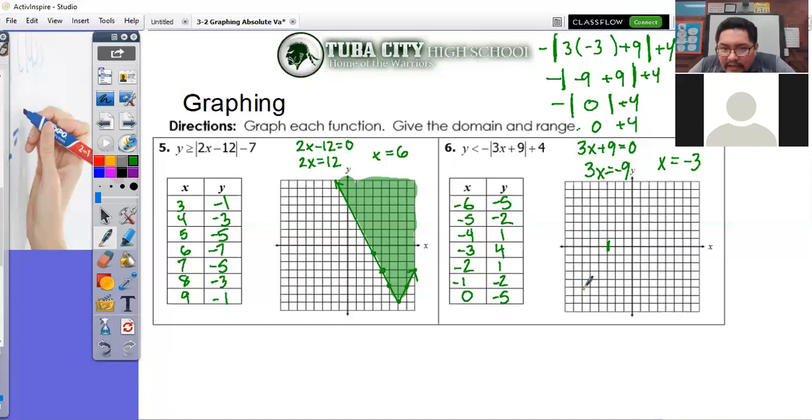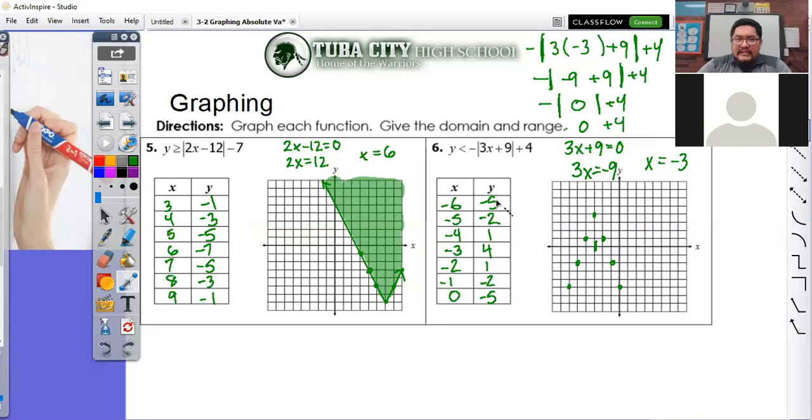-6 down 5. -5, -2. Let's see, back 4 up 1. And then -3 up 4. -2 up 1, -1 down 2, and then 0, -5. Pick the right kind of line that we need to use.